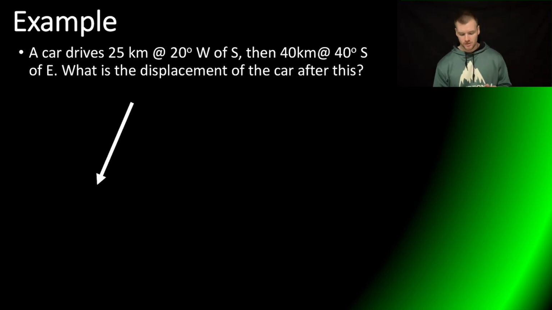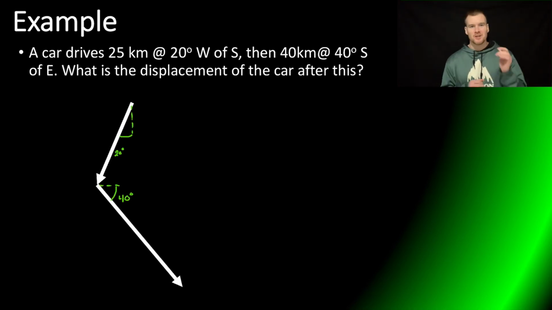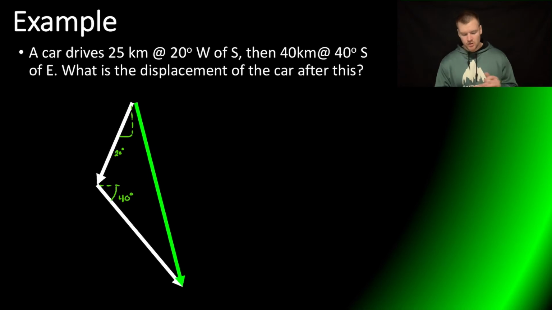I'm going to draw my arrows first, so that is 25 kilometers, 20 degrees west of south. And then this one is 40 kilometers, 40 degrees south of east. I'll just put in those angles to give you reference. Again, the first one, 20 degrees west of south, and the next one, 40 degrees south of east. Now, to find the resulting vector, which it's asking for with the displacement, I'm going to draw a line from the tail of the first to the head of the second, just like we did before.